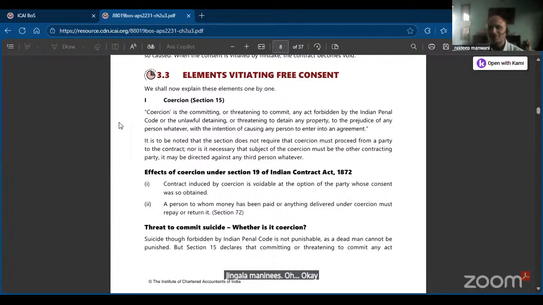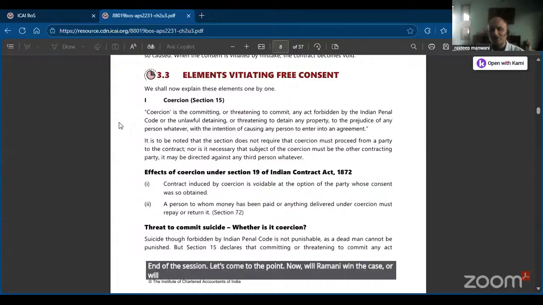Okay, the end of the session. Let's come to the point. Now, will Ramani win the case or will Adrut win the case? Ramani should win the case, sir.